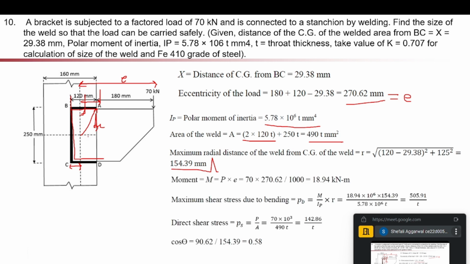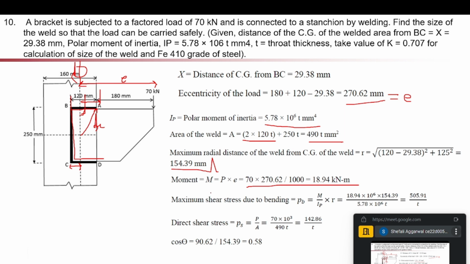So next thing is we are calculating the moment at this point. So moment is P into E, load into eccentricity. So load is 70 into this. So it is coming as 18.94 kilonewton. And what else is asked? Find the size of weld so the load can be carried safely. Okay. So we will calculate two.